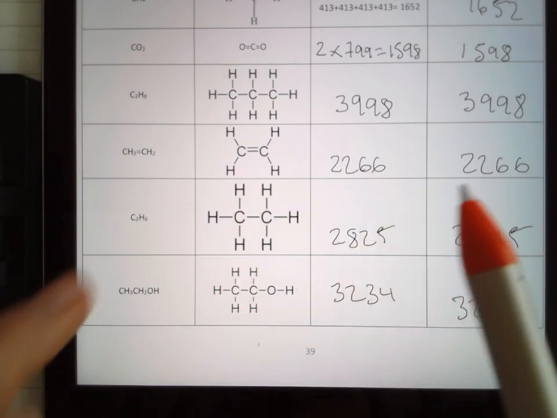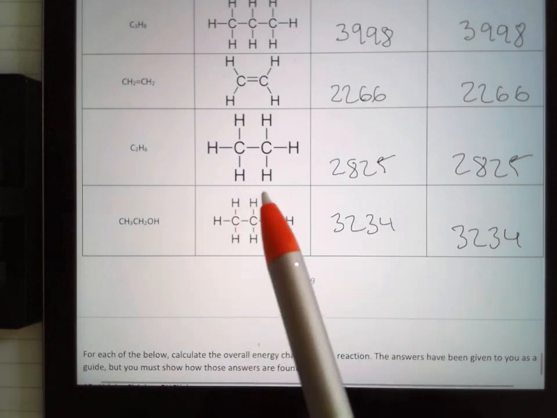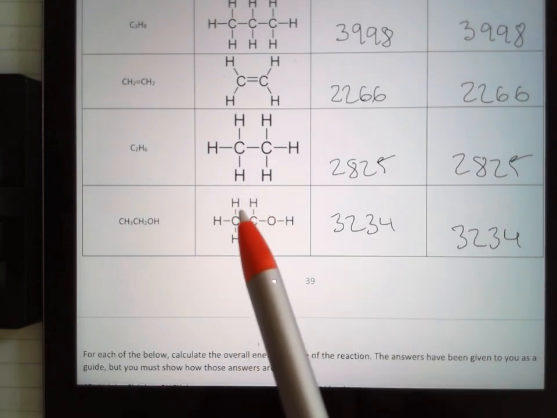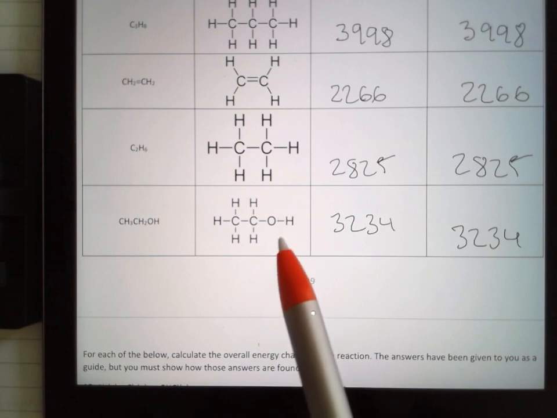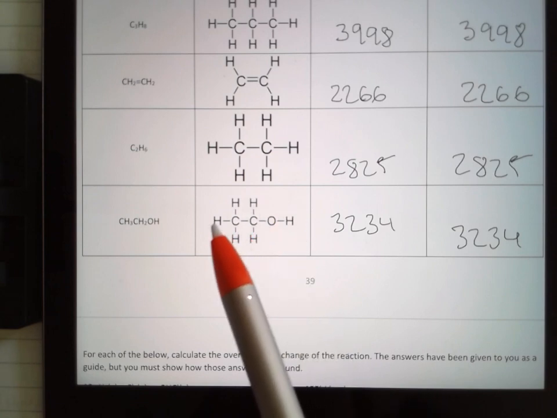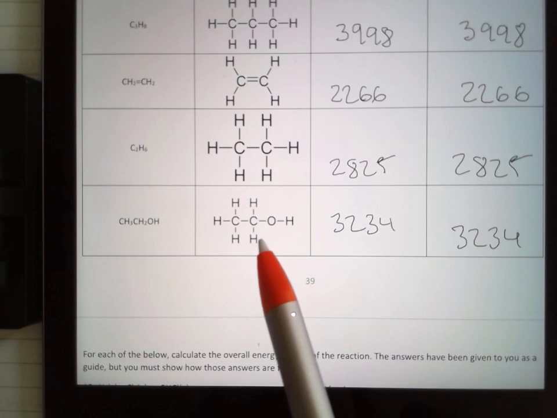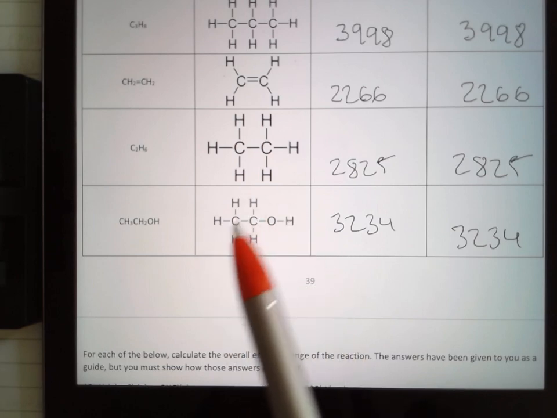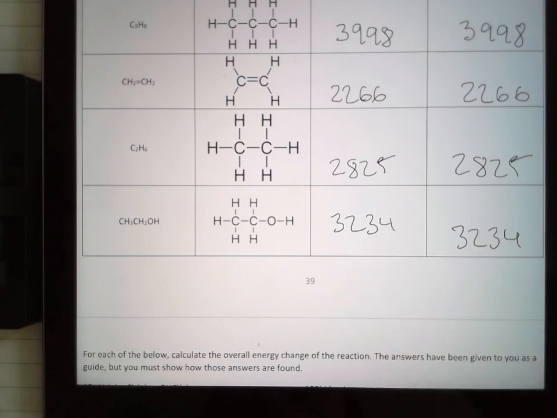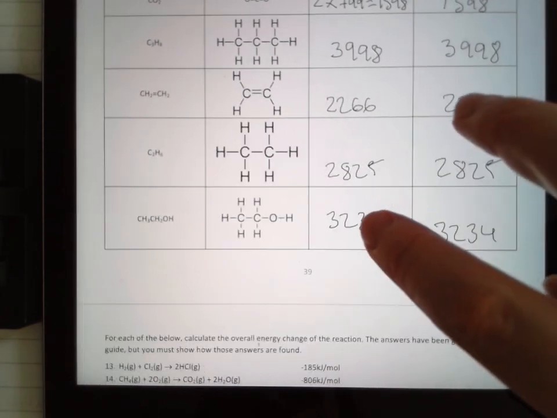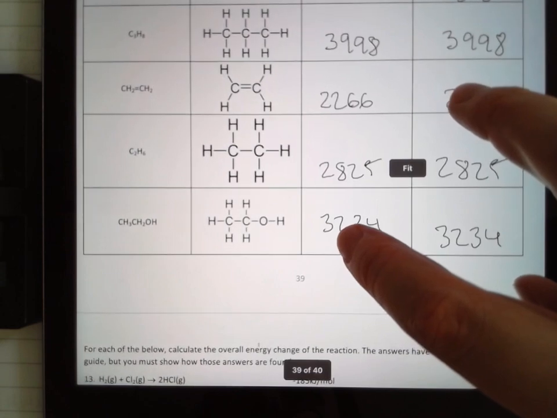6 carbon-hydrogen bonds. The alcohol here, I've got 1 carbon-carbon bond, 1 carbon-oxygen bond, 1 oxygen-hydrogen bond, and then 5 carbon-hydrogen bonds. So quite a lot of bonds for breaking and making. I get 3234. If you had problems with that table, message me and let me know.